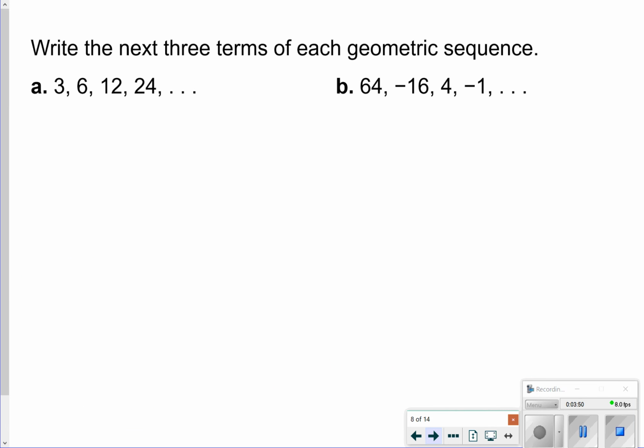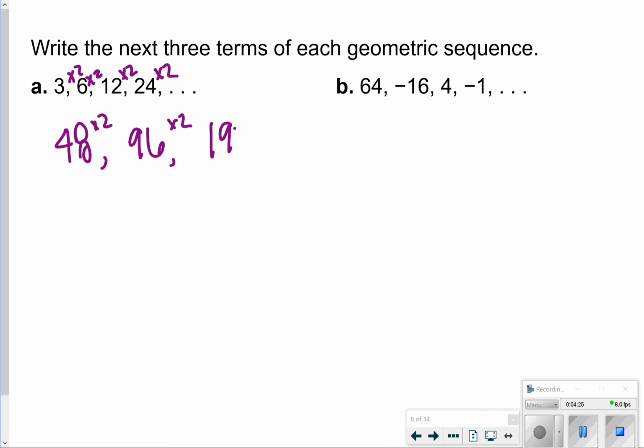The next thing we're going to try to do is find the next 3 terms of a sequence. Both of these are going to be geometric sequences, so you know that you're going to be either multiplying by a whole number or a fraction, and then you're just going to try to figure out that pattern and find the next 3 items. For this one, we should notice that you are multiplying by 2 each time. So 3 times 2 is 6, 6 times 2 is 12, 12 times 2 is 24. So the next 3 in that sequence would be 48. Then if you multiplied 48 times 2, you would get 96. And then the last one, 96 times 2, you would get 192.